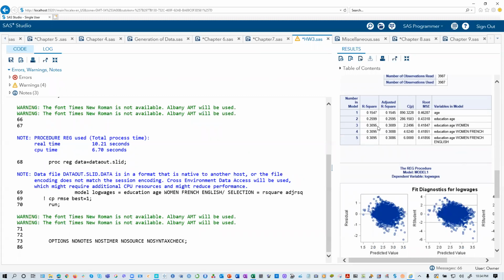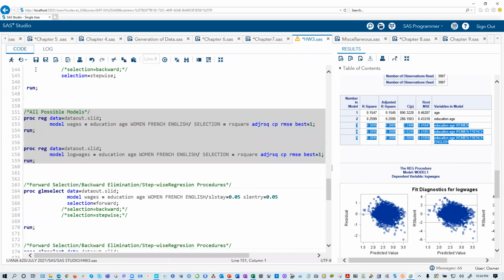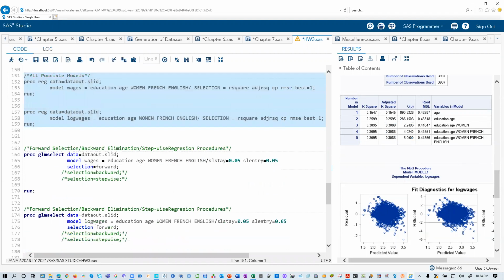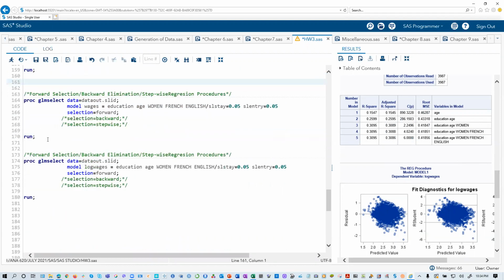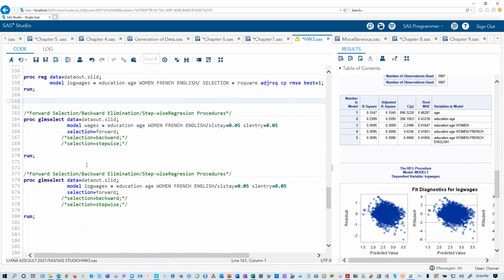See again, least 4184. So 4185, 2.3, 30, 89, 3095. See again. Education, age, and women means a dummy variable has been utilized to indicate the gender. See, either that way too. The same thing we're gonna check with the aid of that other procedure too. That is for the all possible one.